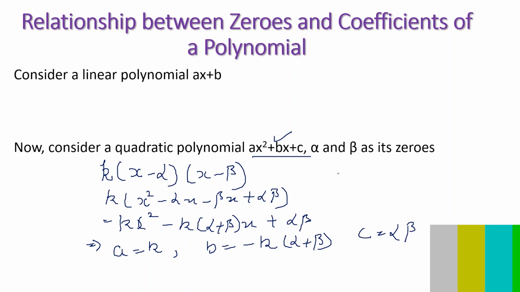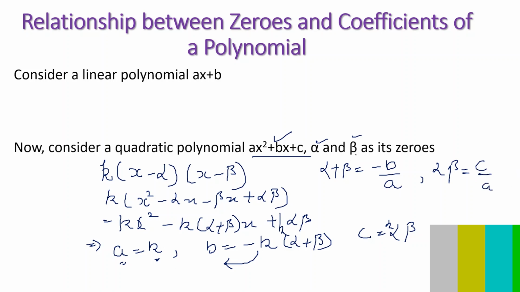Now let us separate out alpha and beta. It means alpha plus beta is somewhere hidden here. Where is it? This is minus b by k. Minus b divided by k. Why take k as k? We can take it as a, because k is equal to a only. And what about alpha and beta? Alpha and beta product is equal to c by k, where k is nothing else, that is a only.